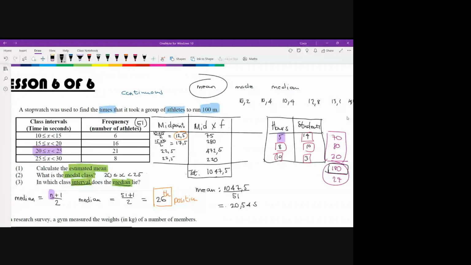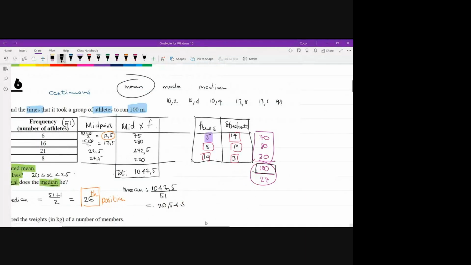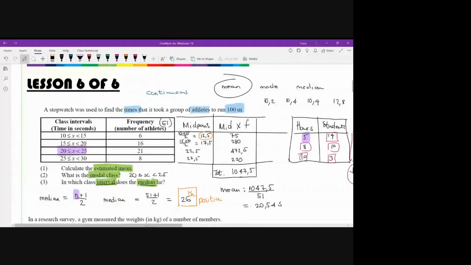And then the next 16 values would be values in between 15 and 20. Does that make sense? So the next 16 values would be 15.6, 17.3, 18.5, 19.something, 18.something. There'll be 16 of them, right?